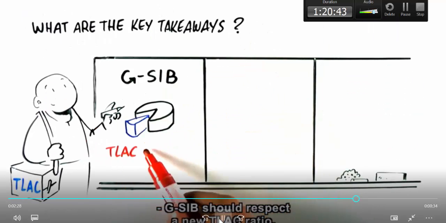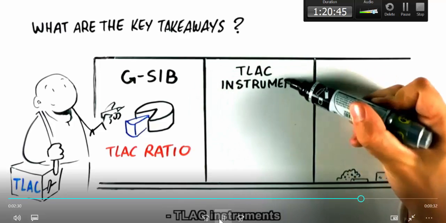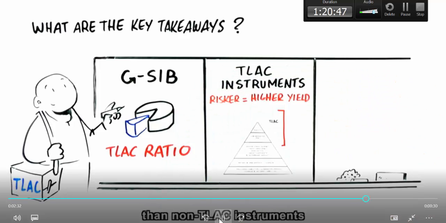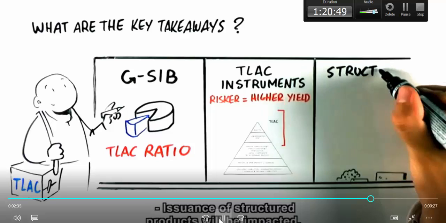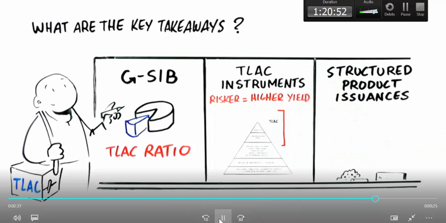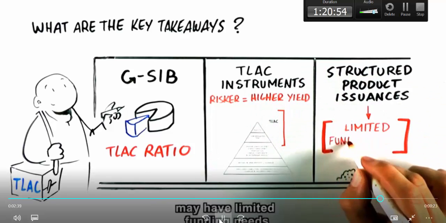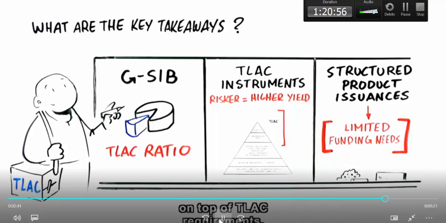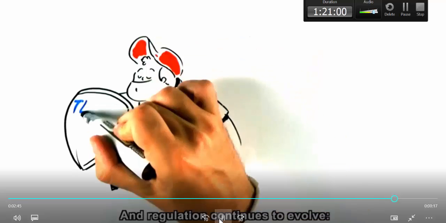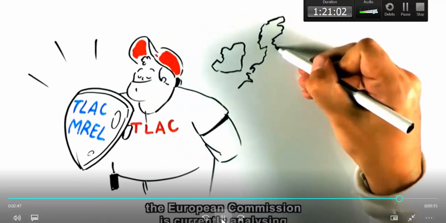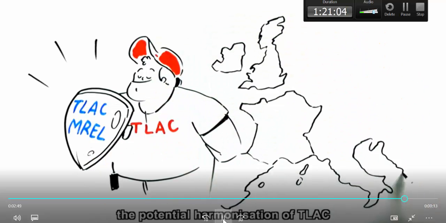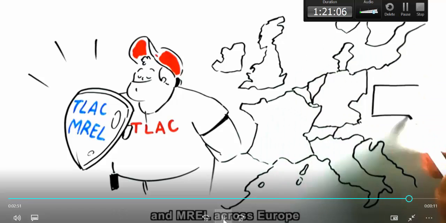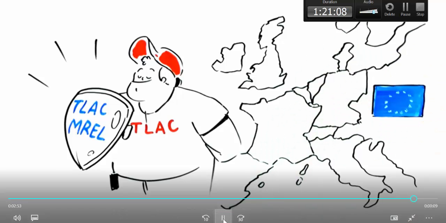GSIBs should respect a new TLAC ratio. TLAC instruments will have a higher yield than non-TLAC instruments. Issuance of structured products will be impacted. Indeed, some issuers may have limited funding needs on top of TLAC requirements. And regulation continues to evolve. The European Commission is currently analysing the potential harmonisation of TLAC and MREL across Europe.